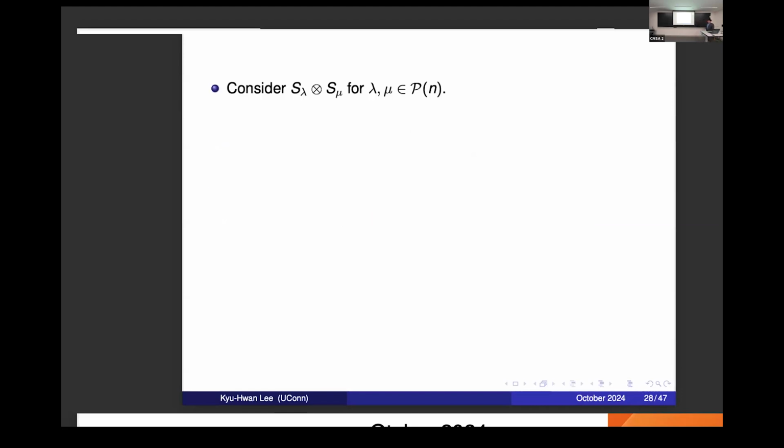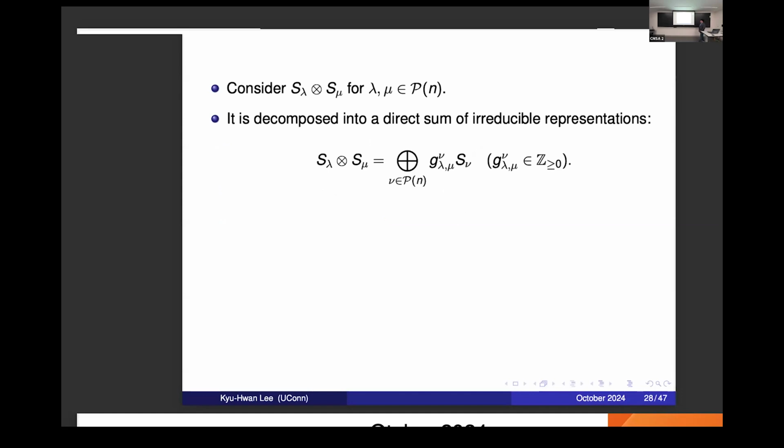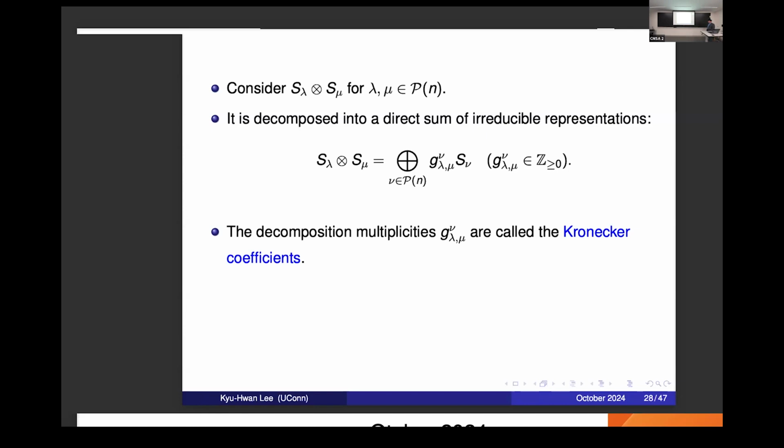Let us consider this tensor product, where lambda and mu are partitions. This is still a finite dimensional representation, and it decomposes into irreducible representations. As nu varies, we get these decomposition multiplicities g(lambda, mu, nu), which are called Kronecker coefficients. Of course, the symmetric groups are very basic, irreducible representations are elementary objects in representation theory, and tensor product is a natural operation. So everything is basic and standard.